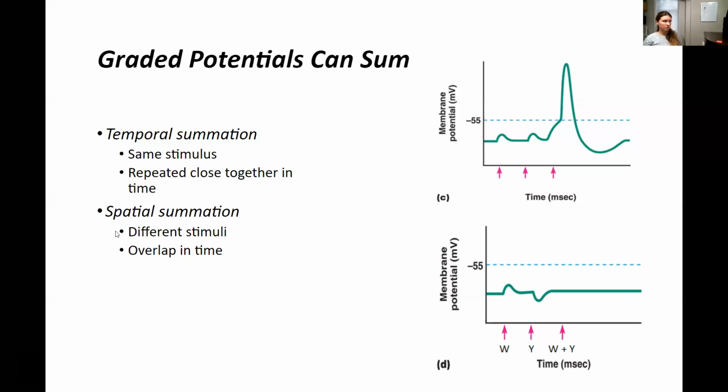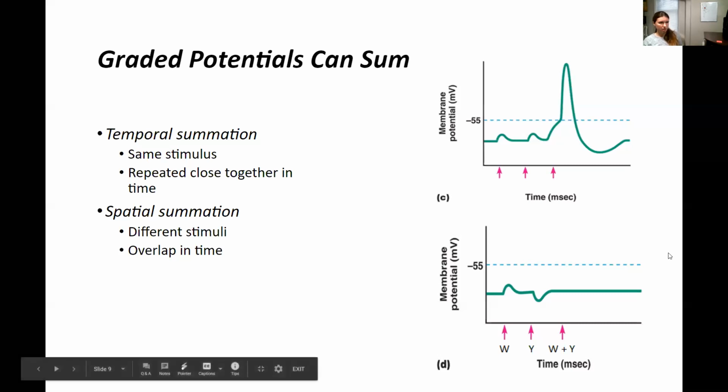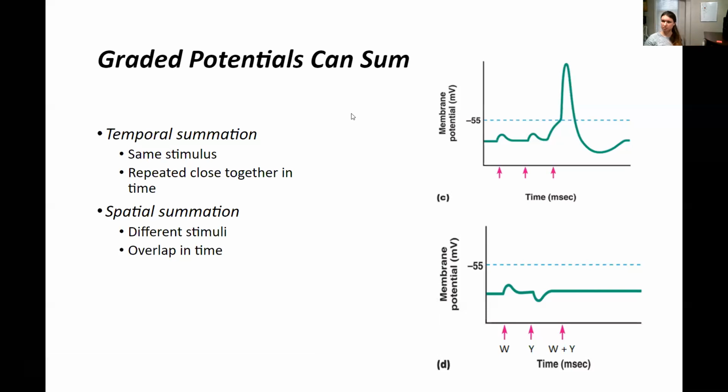Okay. So spatial summation is going to happen when we have two stimuli that overlap in time, which is to say two stimuli that are happening at the same time. And then we're measuring the membrane potential in a third spot somewhere between our charges. And I am going to draw each of these types of graded potential summations in detail so that we can look at what that looks like.